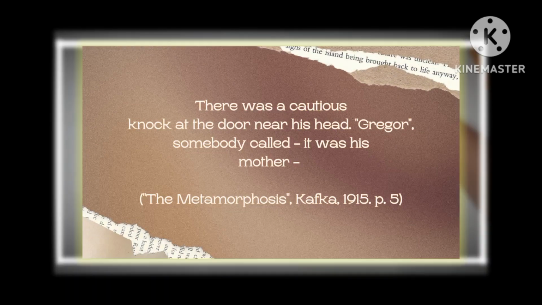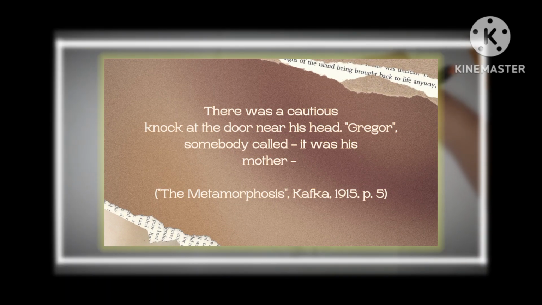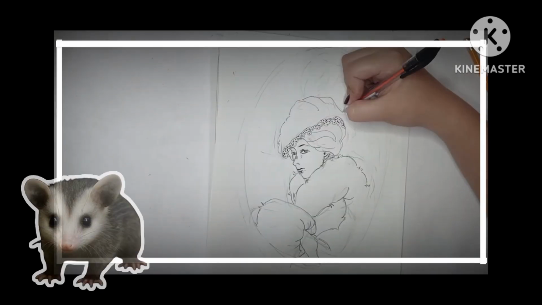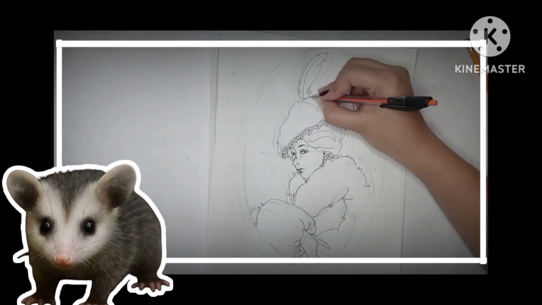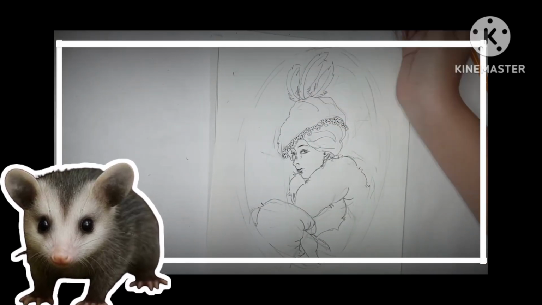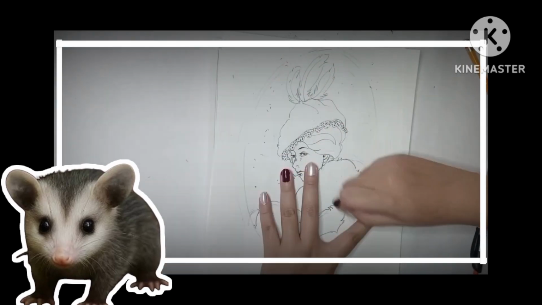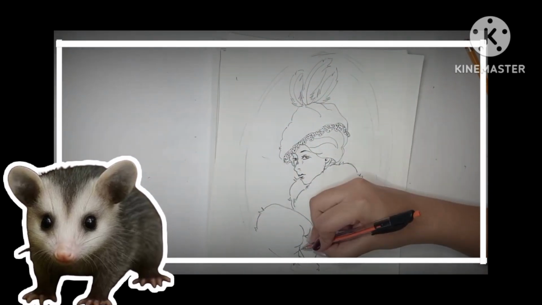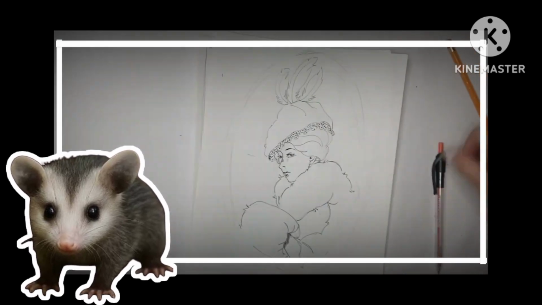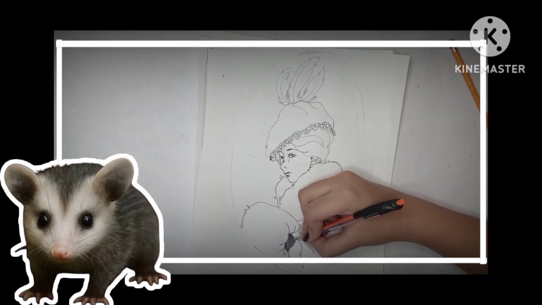Then we have, "There was a cautious knock at the door, near his head. 'Gregor,' somebody called. It was his mother." We know that the mother is calling Gregor from the living room. Then we can associate this door to that space. In addition, the knock was near his head, so this door must be close to the head of the bed.